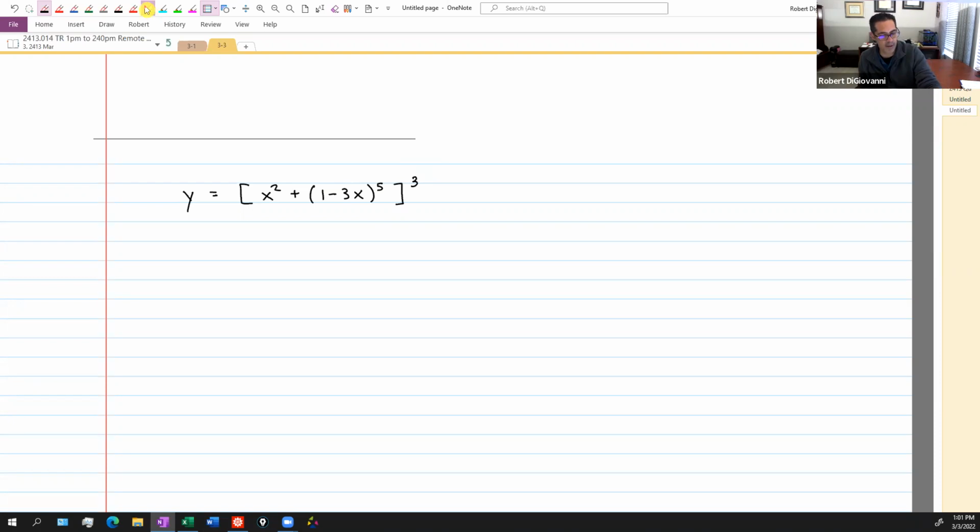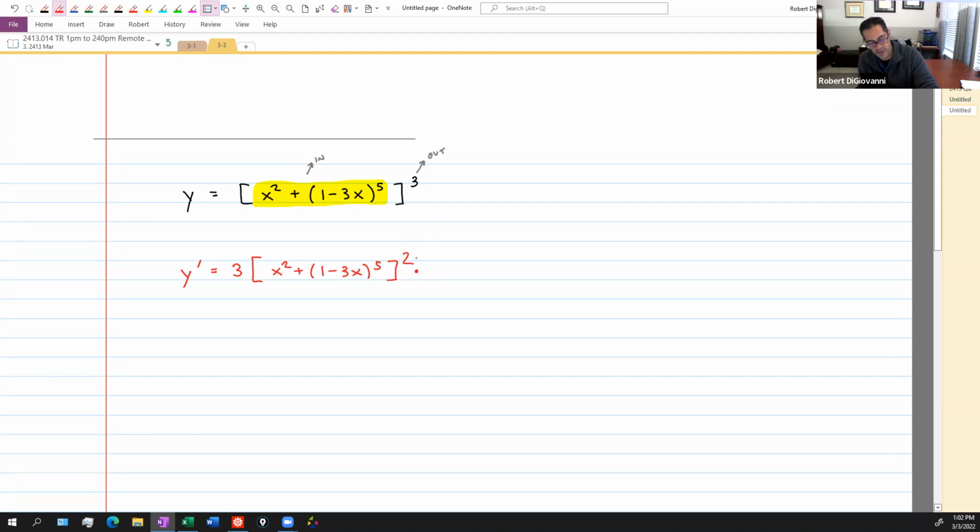We have an inner function. You could look at this whole thing in yellow as the inner function. And then the outer function would be the cubed. So when you take the derivative, you start with the outer function. So we're going to bring the 3 down. And then we have the inner function, but we don't touch it, right? We just leave the inner function alone. Using the power rule, we subtract 1 from the 3 and get a 2 here. Is that okay so far?